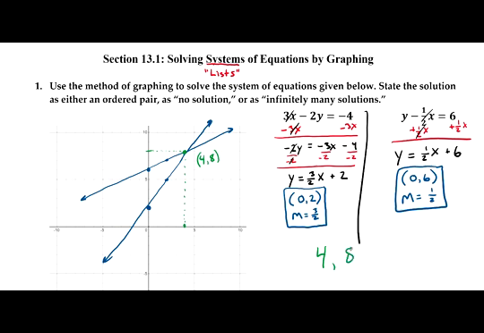So we're going to give this solution as an ordered pair. So the solution is (4, 8). When x is 4 and y is 8, both equations are true.